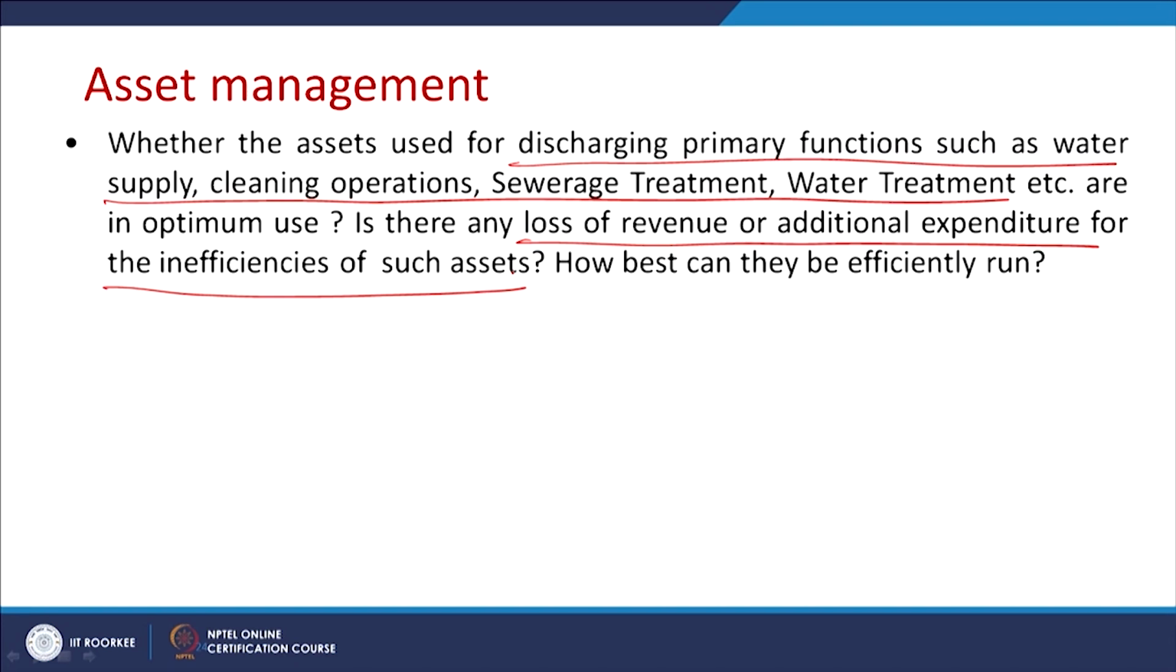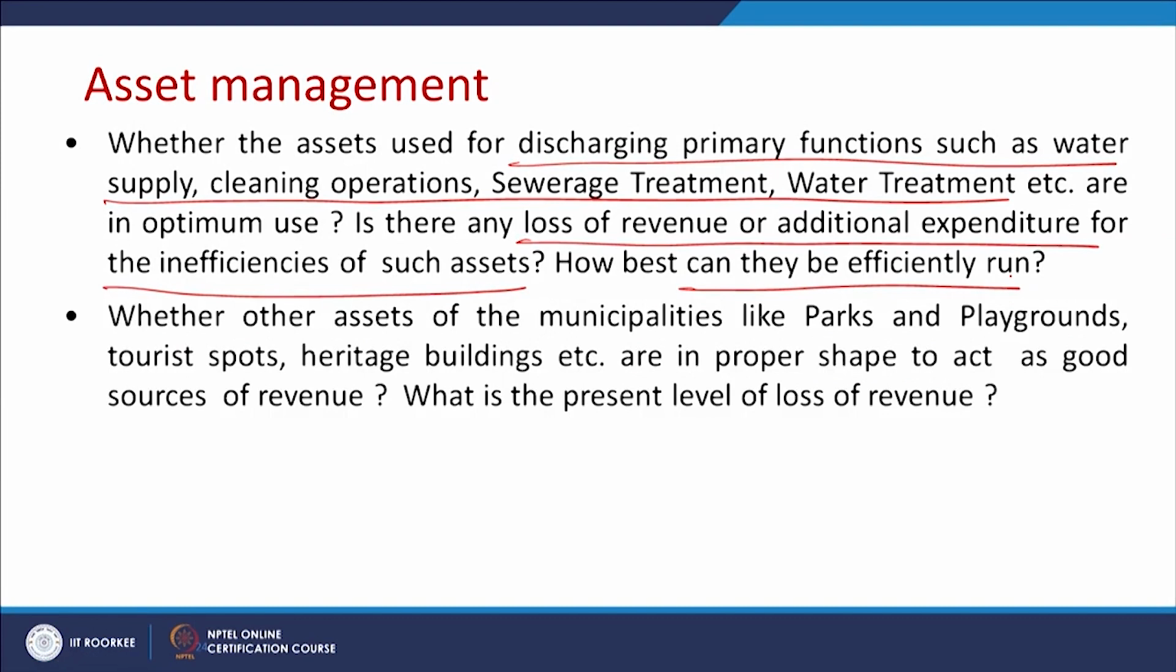If so, how much is the loss of revenues and how best can it be efficiently run, so that the wastage or the loss is less. The second question which comes for the asset management is whether other assets of the municipalities like parks and playgrounds, tourist spots, heritage buildings, etc. are in proper shape to act as good sources of revenue.